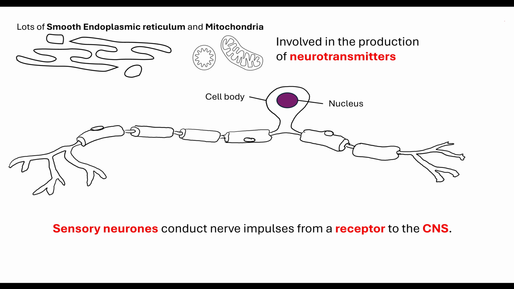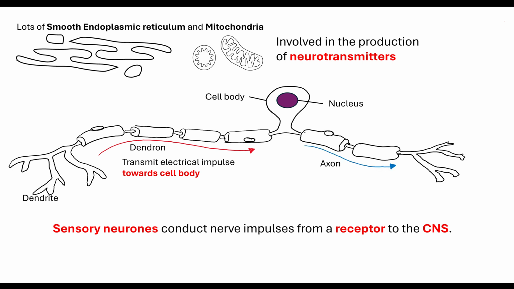But there's a few other features we need to identify when we look at the structure of a neuron. Now, the structure of a neuron has got the dendrites, little branches, leading to a long dendron when we are looking at our sensory neuron. Now, that's because the dendrites and the dendron actually transmit the electrical impulses towards the cell body. The axon is what transmits the electrical impulse away from the cell body.